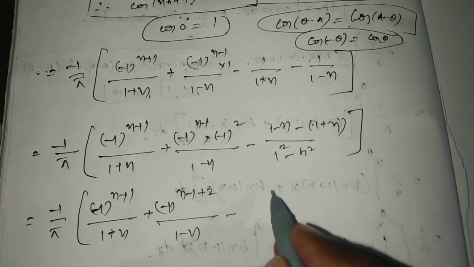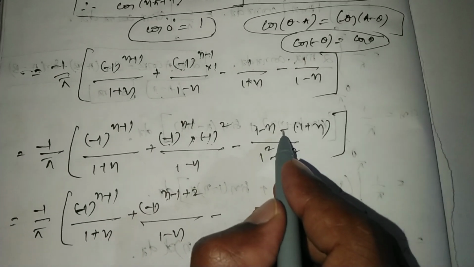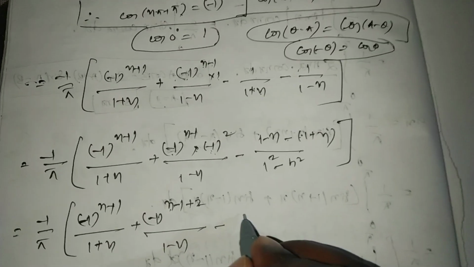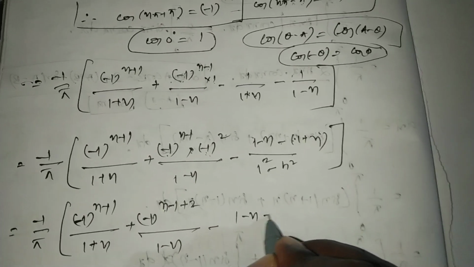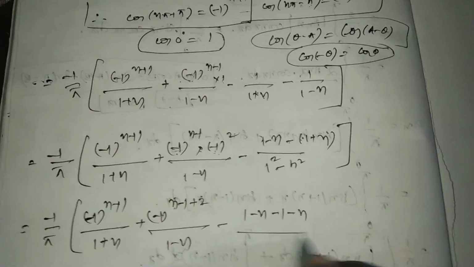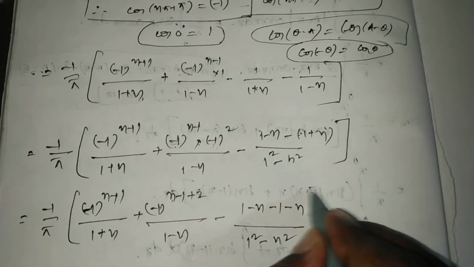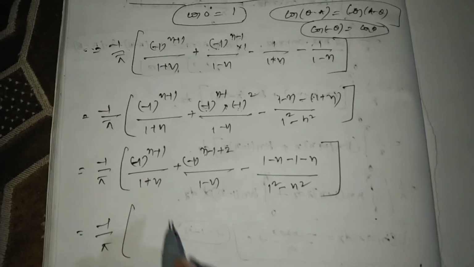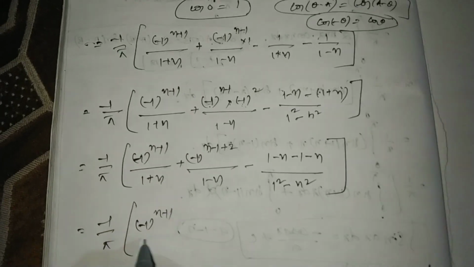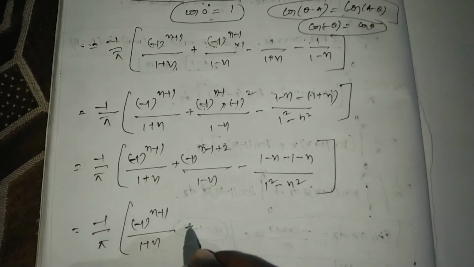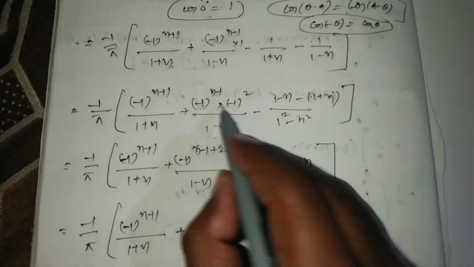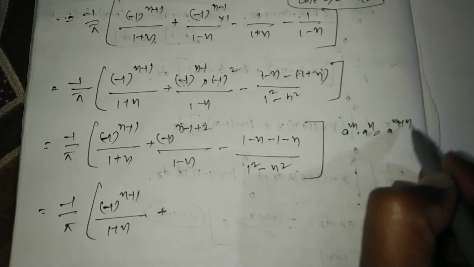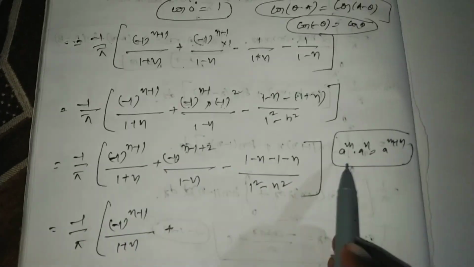So minus, this is removing the negative 1, plus into minus, minus, so this will be 1 minus n minus 1 minus n by 1 square minus n square, so that is equal to minus 1 by pi whole into (minus 1) power n plus 1 by n plus 1 plus, see here I forgot to write the formula here, this is a power m into a power n is equal to a power m plus n formula. So here we are using the same formula.